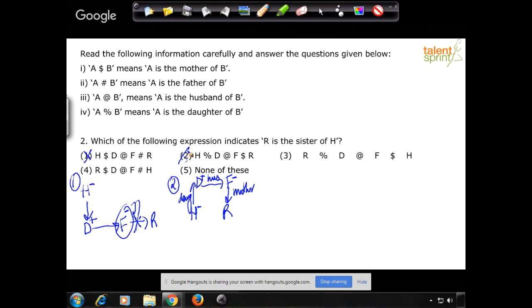Let's plot and see what expression 3 tells us. Expression 3 starts with R percentage D.